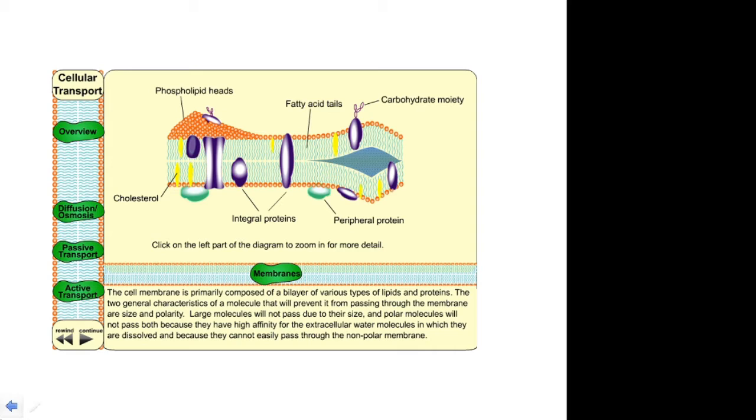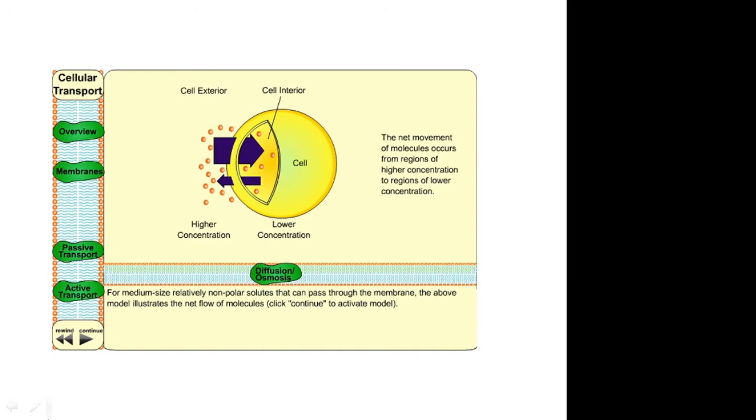Now we are going to see about diffusion. What is diffusion? Diffusion is nothing but a net movement of molecules from the region of higher concentration to the region of lower concentration. For a medium-sized, relatively non-polar solute that can pass through the membrane, the above model illustrates the net flow of molecules.